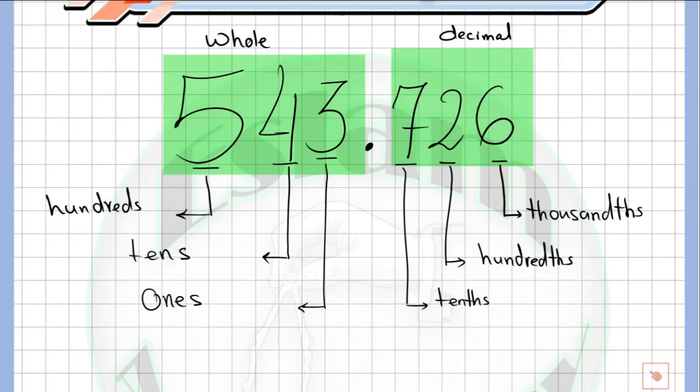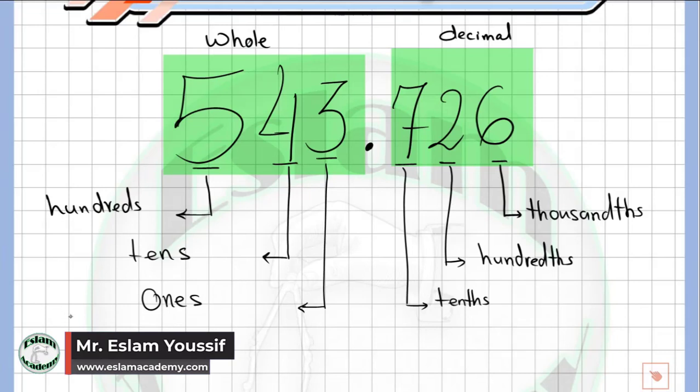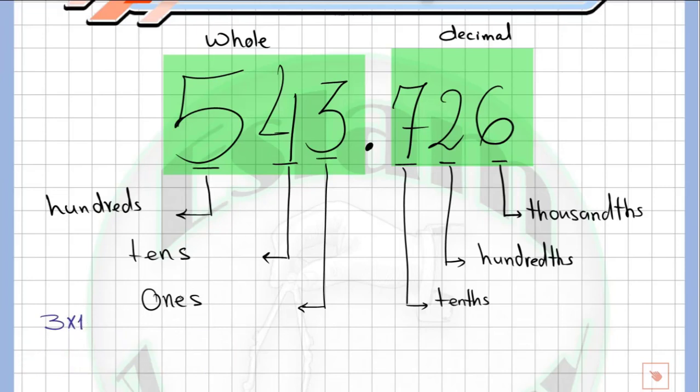Now if we need to write the value of each digit. Once I need to find the value of 3, just write 3. 3 lies at the ones place, so it will be 3 times 1. We can just write it as 3 times 1, or you can say it will be equal to 3.